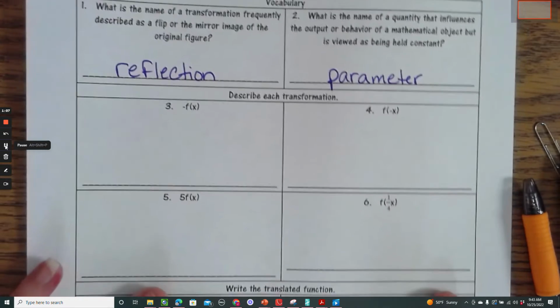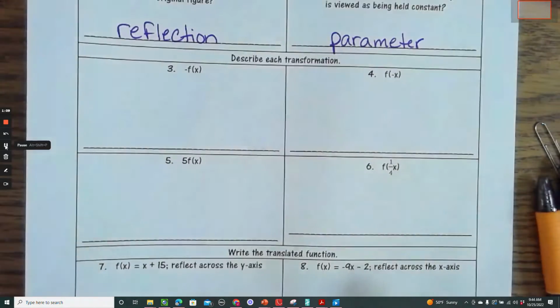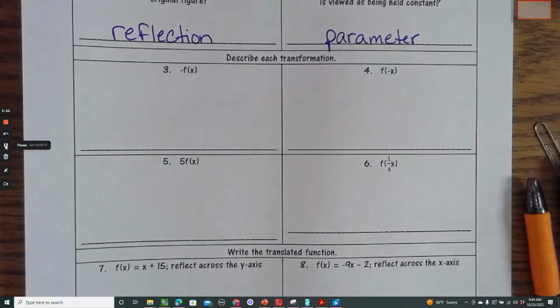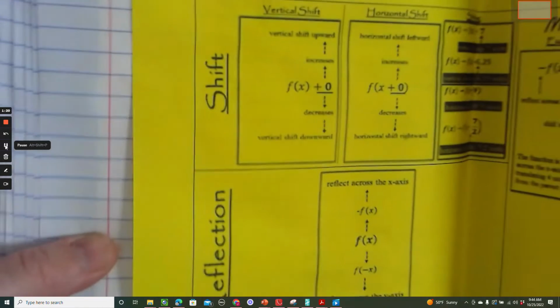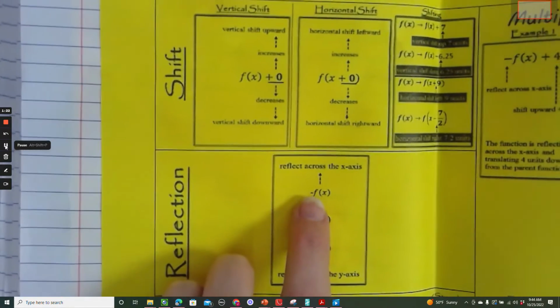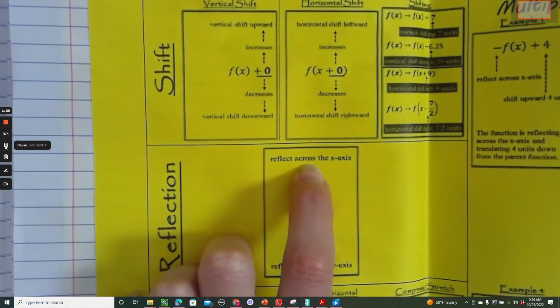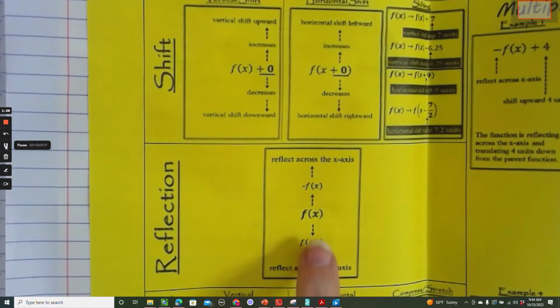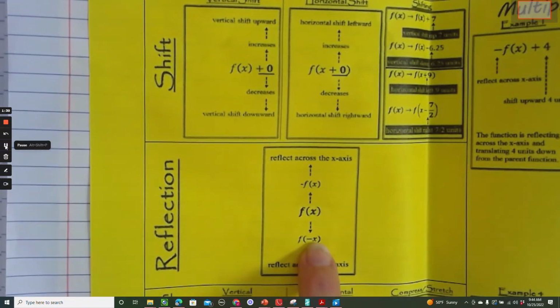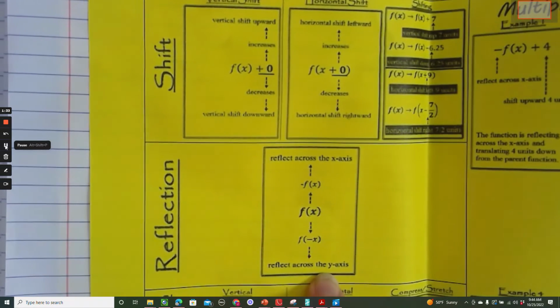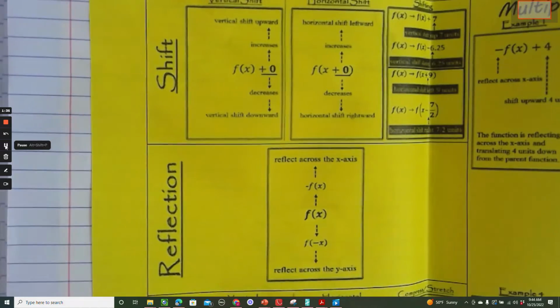All right, so the first one is just being able to identify what these transformations are. So in your book, in your journal, those notes. If you look, this back page is really good, and it shows you here like a reflection. If the negative sign is in front of the f of x, we're reflecting it across the x-axis. If the negative sign is just in front of the x, we're reflecting it across the y-axis.